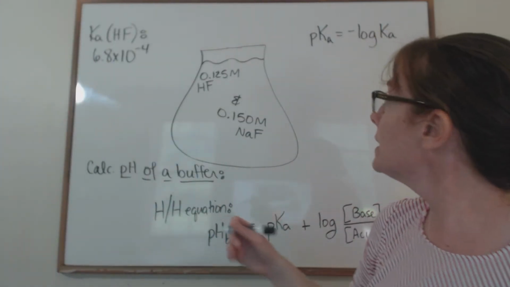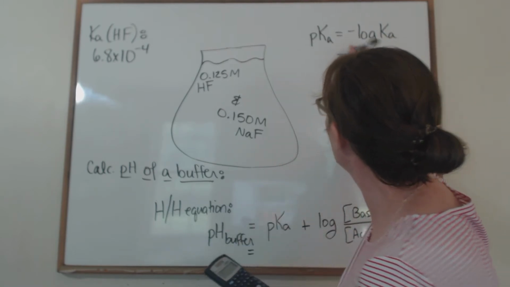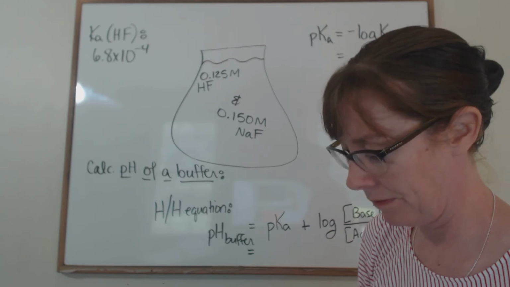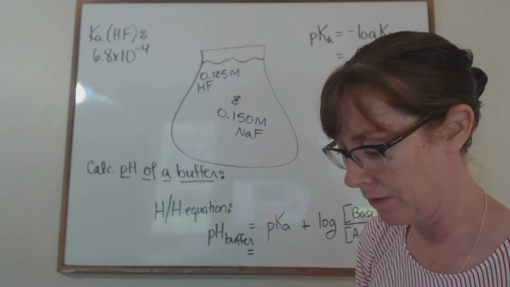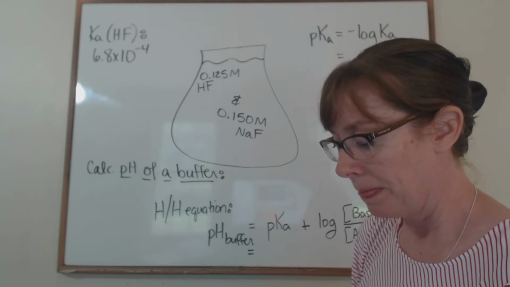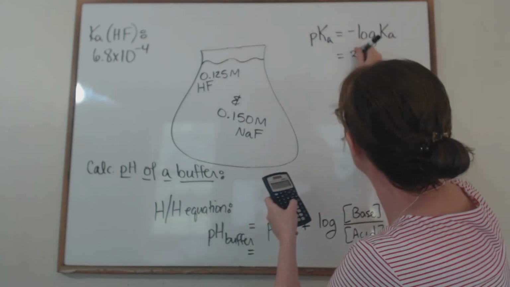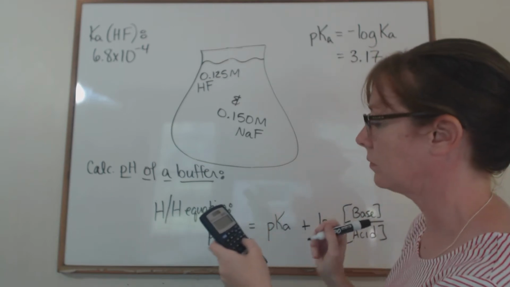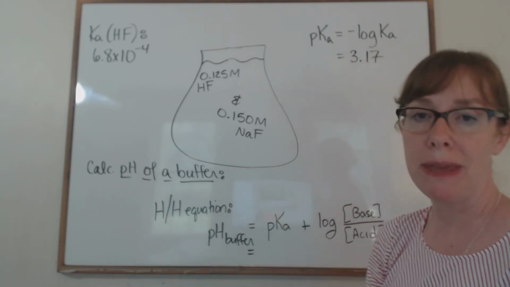Okay, so let's go ahead and get the pKa of HF. So negative log of that number. I got 3.17. Okay, so that's the pKa.